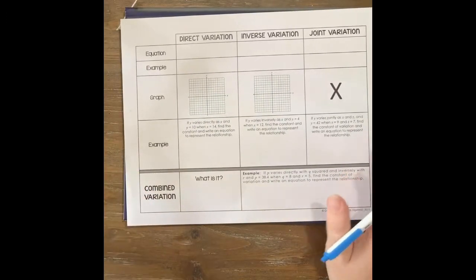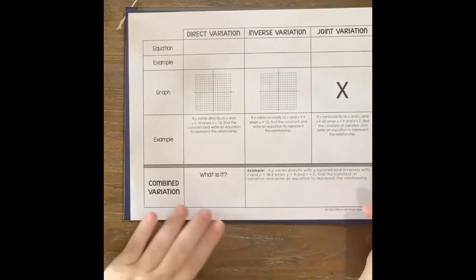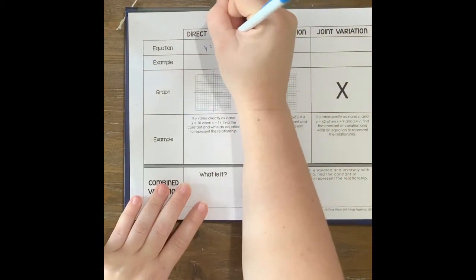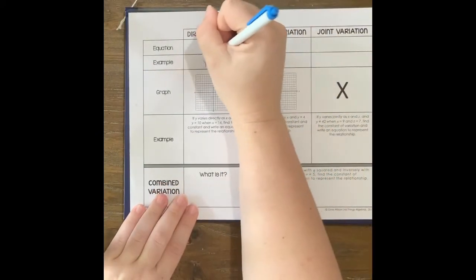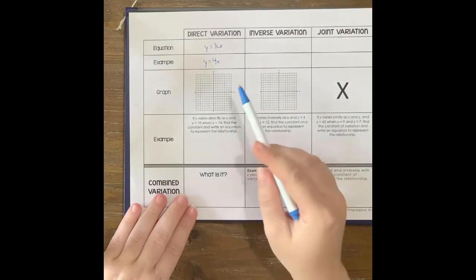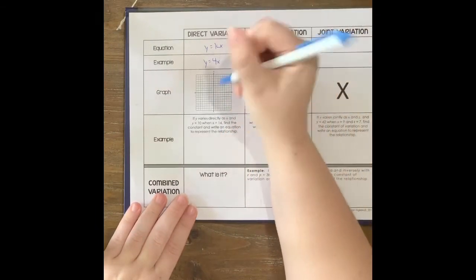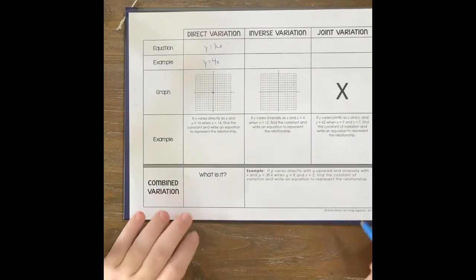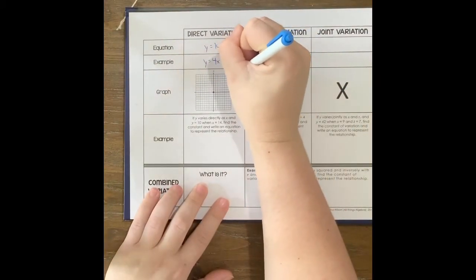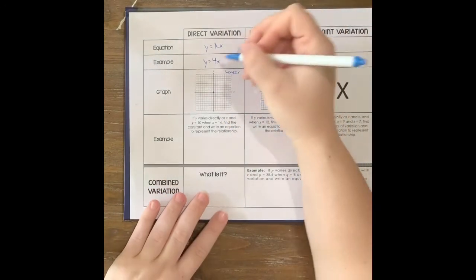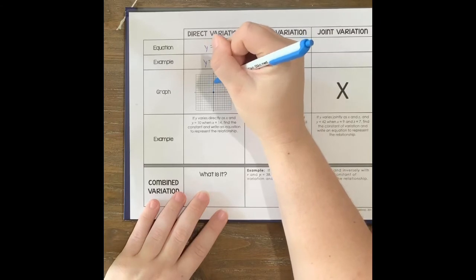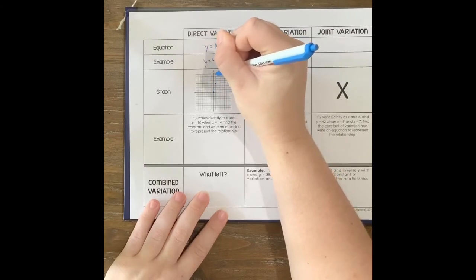Okay, so the direct variation equation is y equals kx. An example of this would be y equals 4x. The graph of this will always go through the origin. That's how you know it's direct variation. It's going to be linear, a straight line that always goes through the origin. And so for this example, it has a slope of 4. So up 4, over 1, up 4, over 1.